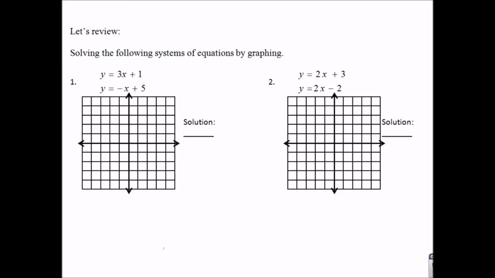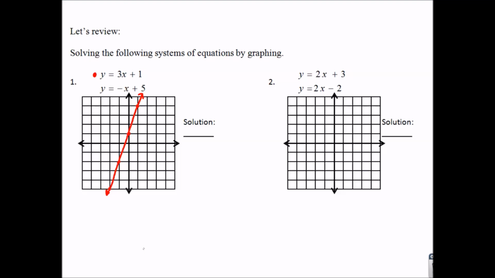in Algebra 1. So this first example gives us two lines, and we're asked to graph them and then find the solution to the system. So let's start by graphing. The first equation is y equals 3x plus 1. So we're going to start at 1 on the y-axis, and then from that point go up 3 and right 1, down 3 and left 1. So that's our first line. That's this one.